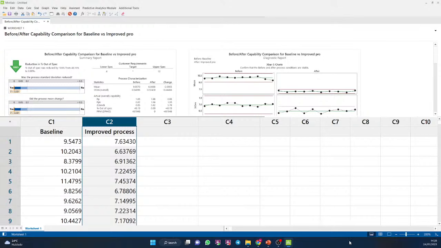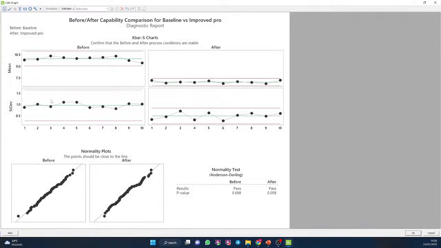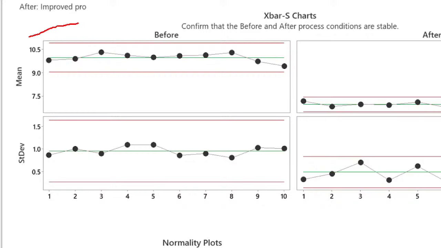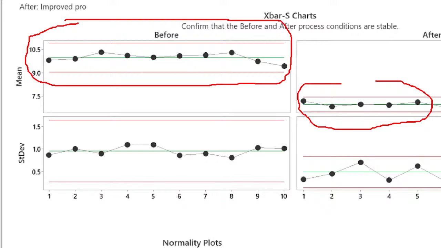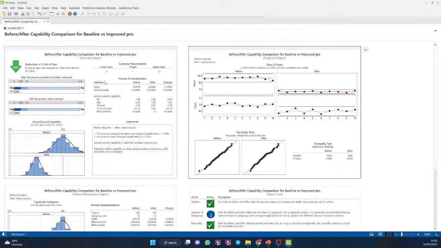I hope you can see my screen. I prefer to start with stability analysis. What am I doing here? I am checking that before, my process was operating at this level, and after my improvements, the average has reduced and the variation has reduced as well. Please focus only on these two graphs. Before I had this behavior and after I got this behavior, so you can easily see that the mean has reduced and the variation has reduced. So we are talking about stability.